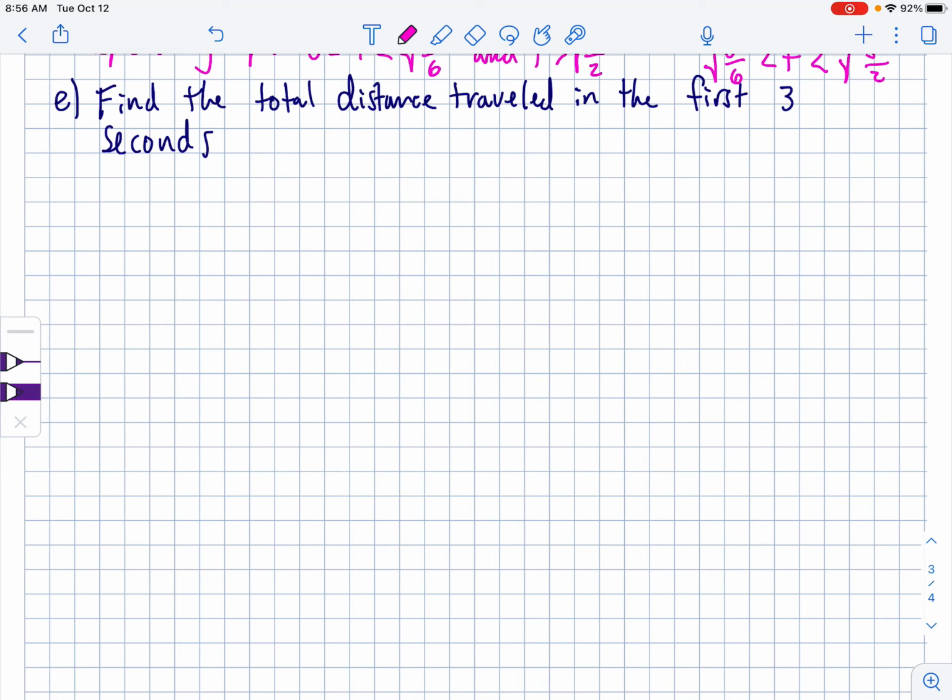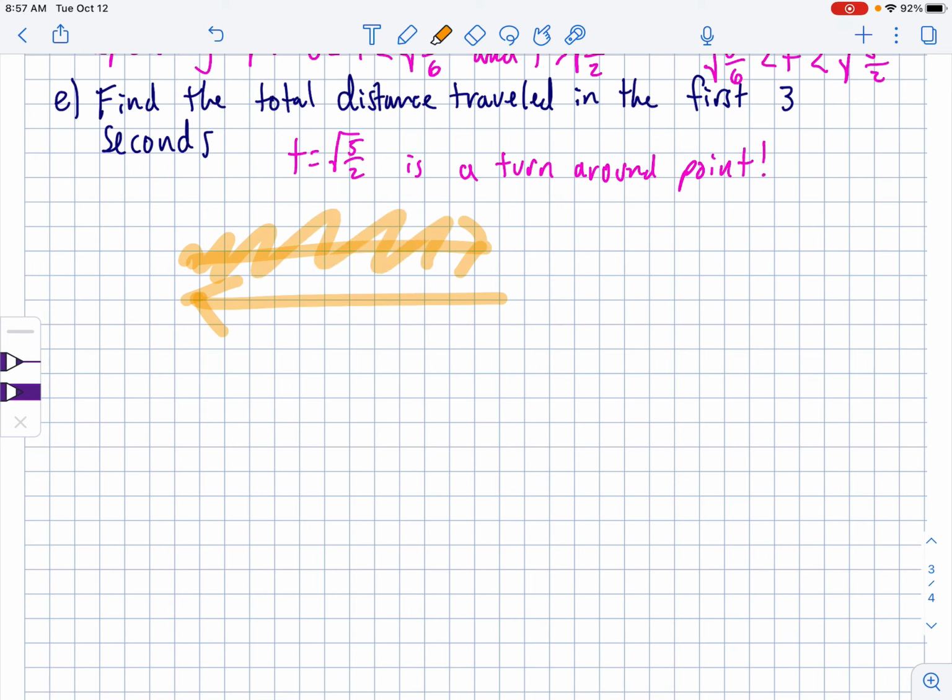Last problem: find the total distance traveled in the first 3 seconds. Okay, we know from the first derivative, the velocity derivative, that after root 5 over 2 seconds, it changes. So t equals root 5 over 2 is a turnaround point. Picture that the particle moved to the right or left for root 5 over 2 seconds, and then it turns around to go back the other way. So we need to figure out the distance it went in the first little section.